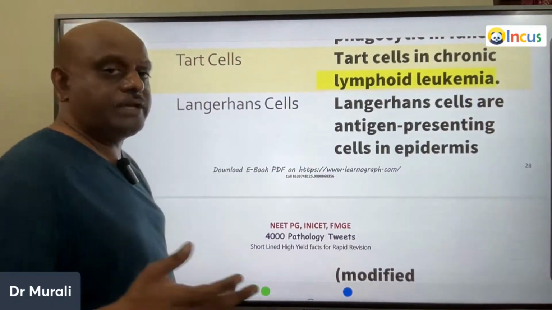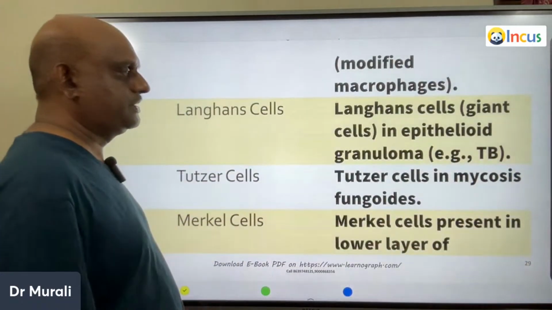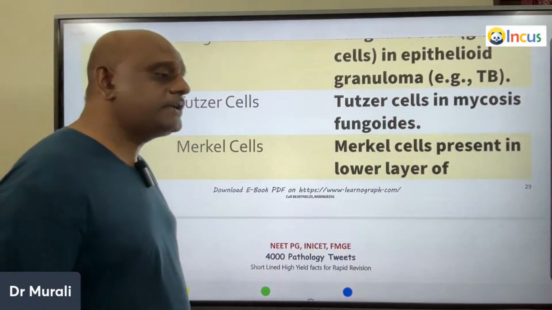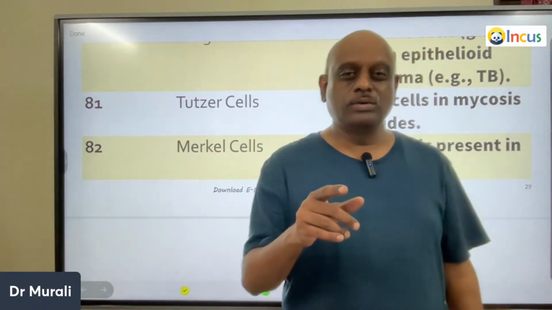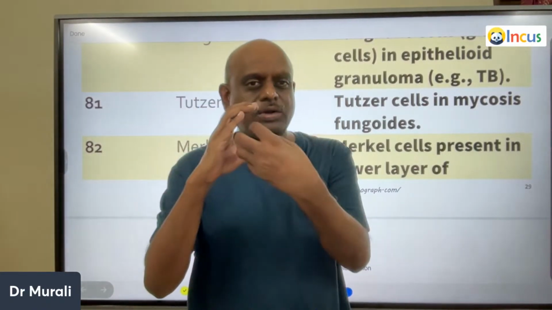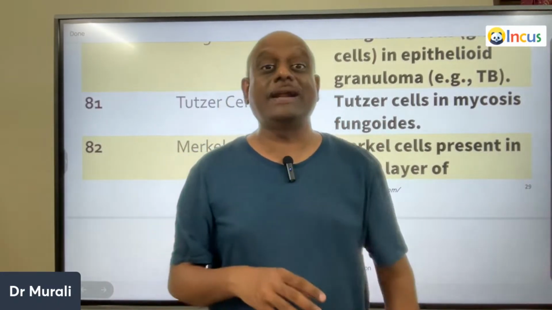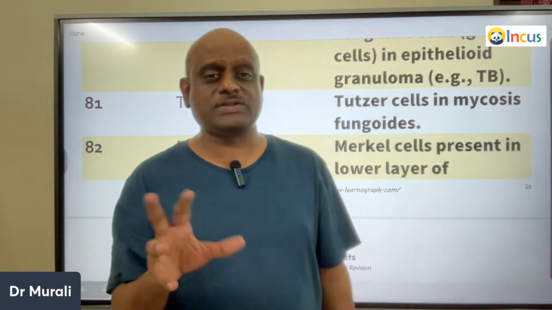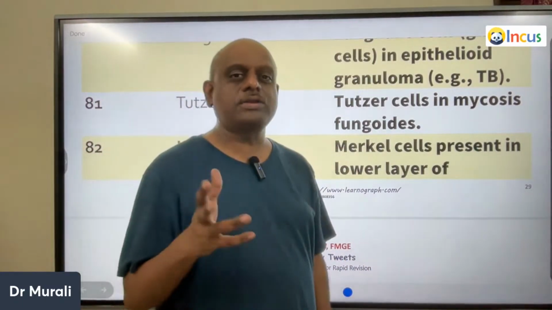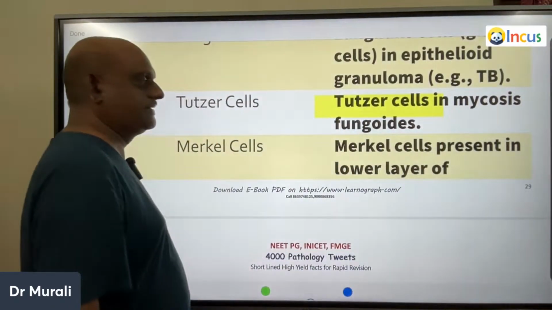So we have seen Langerhans cells are the antigen presenting cells in the epidermis, whereas the Langhans giant cell is a feature of TB. Mycosis fungoides is also called Sézary syndrome. If you look at the cell, its nucleus looks like a cerebral hemisphere. So the cerebriform nucleus containing cell is the one which you find in Sézary syndrome, the cutaneous T cell lymphoma, where you find Pautrier microabscesses.